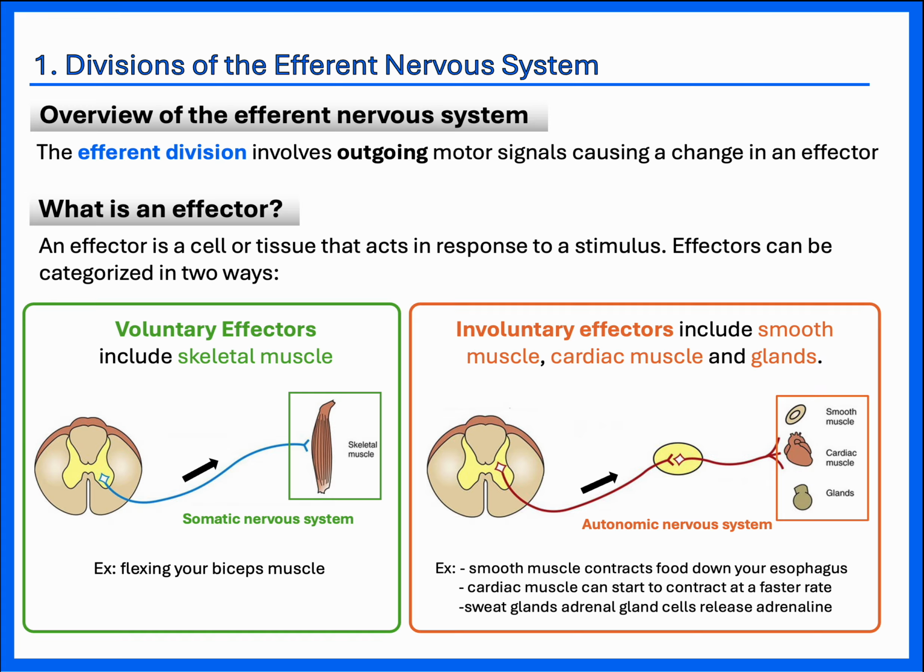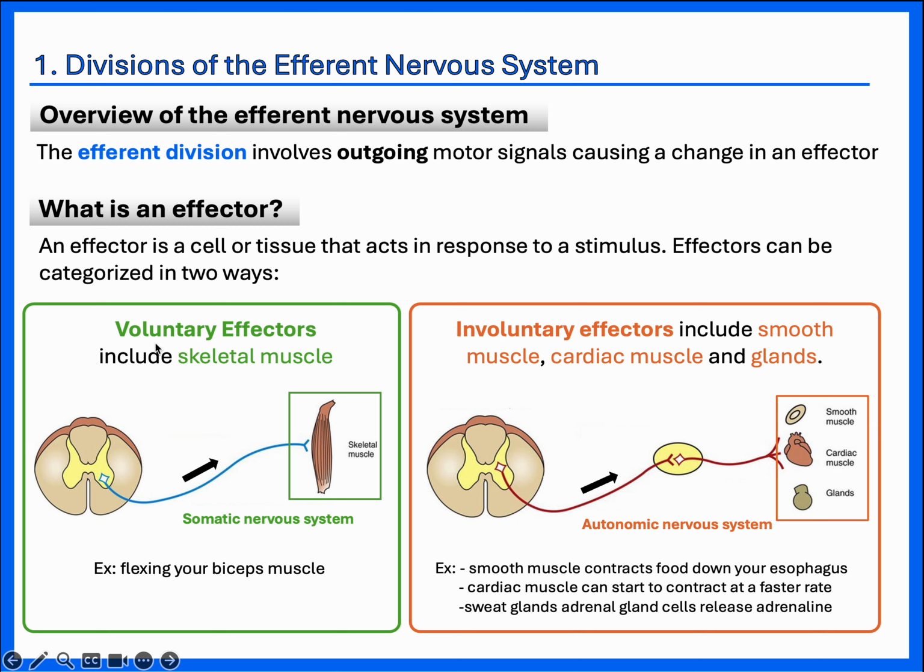It's doing something. So what is an effector? An effector is a cell or tissue that acts in response to a stimulus. The effector is that target cell, right, where we're going to. And effectors could be categorized in two ways. We could have voluntary effectors, and this is really skeletal muscle, right?